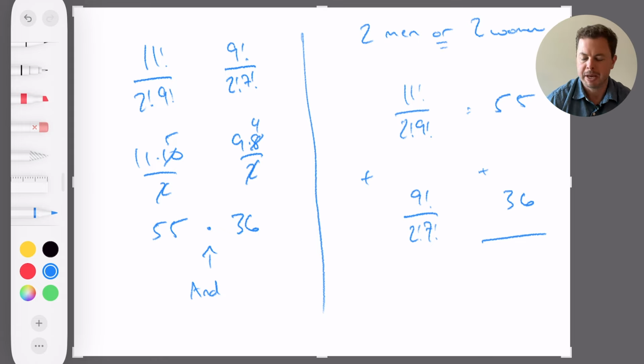It's like doing pants and shirts. It's just that first you do the combinations to get how many unique groups of men there are, how many unique groups of women there are. But once you get that, they come together like pants and shirts to create a complete outfit. 2 men, 2 women, those groups come together to create a complete outcome of 4 people.